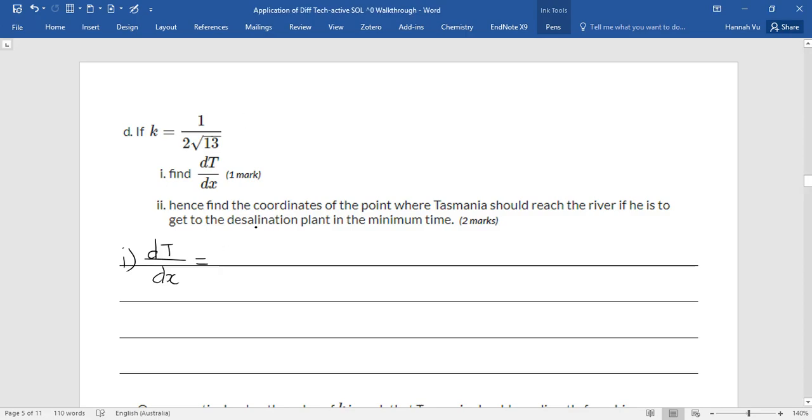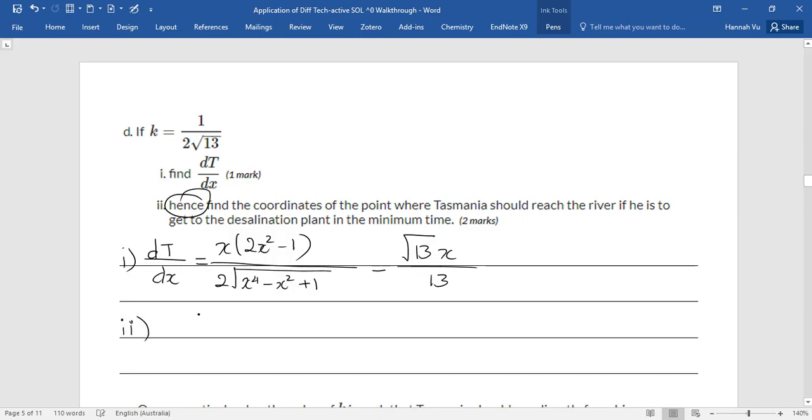And so that's x bracket 2x squared minus 1, and then 2 square root of x to the power 4 minus x squared plus 1, minus square root of 13 x over 13. This is what I've got for part i. Hence is important because hence means you need to use the answer from the previous part.